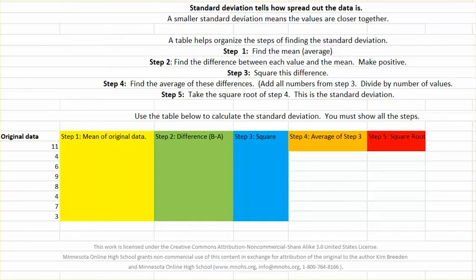Sounds like a lot of steps, but we'll work through it slowly together, and keeping your work organized will really help. So in the example I'm doing, I have the data over here on the left: 11, 4, 6, 9, 8, 4, 7, and 3. I'm going to start by finding the average.